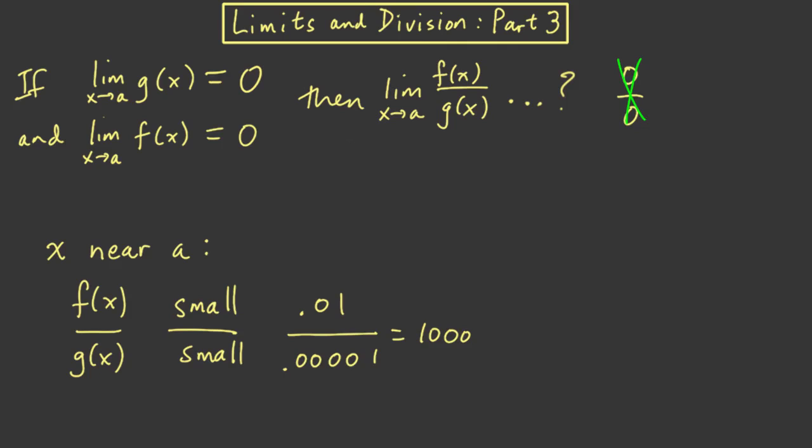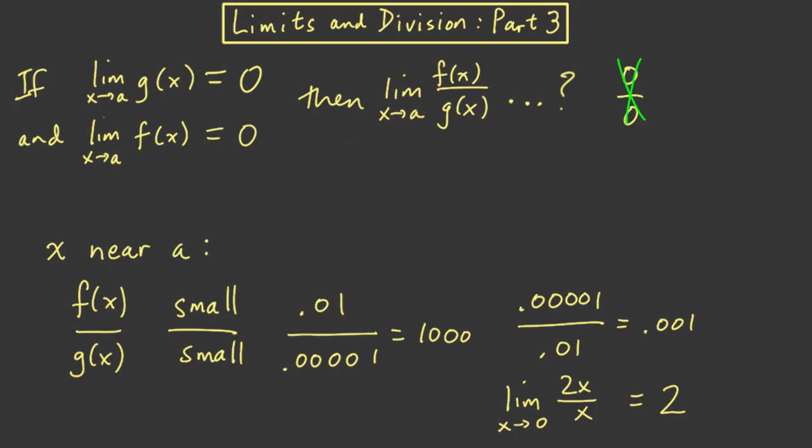Or it could be the reverse. It could be that the numerator is 0.00001 and the denominator is 0.01. And now the quotient becomes 0.001, or 1/1000th. In the example from the last video that we did, we were taking the limit as x approaches 0 of 2x over x. Here, the denominator is always exactly half the size of the numerator, and so we always got a quotient of 2.